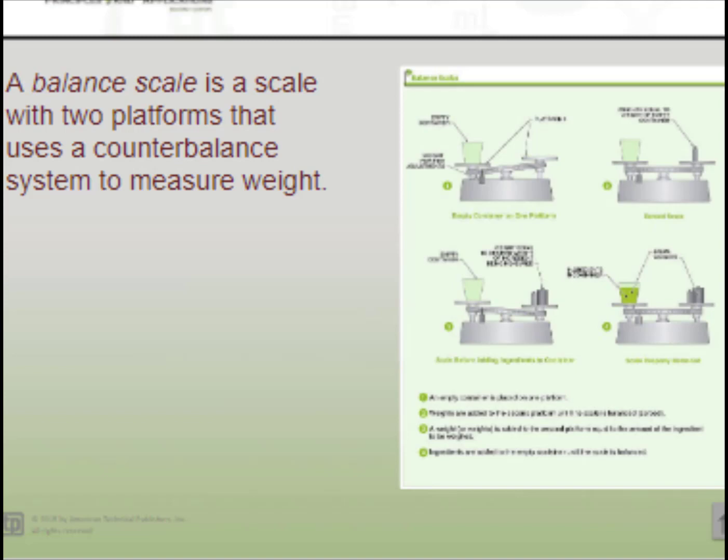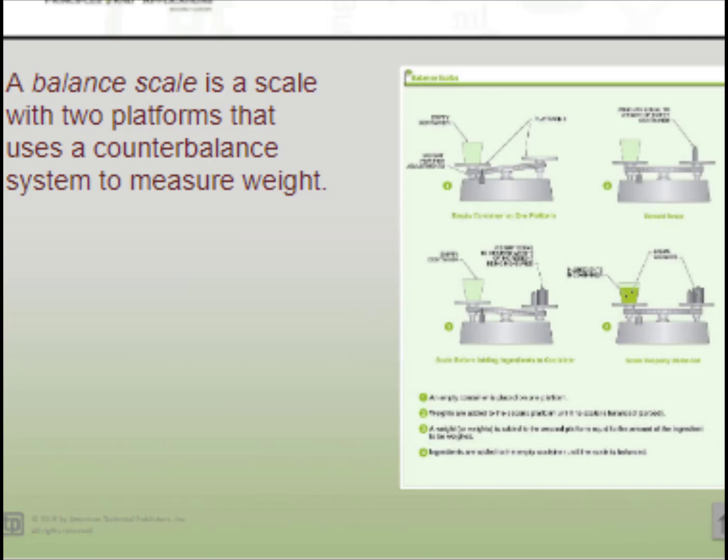A balance scale is a scale with two platforms that uses a counterbalance system to measure weight. To use a balance scale, an empty container is placed on one platform of the scale. The scale is set to 0 by adding a counterbalance weight to the other platform until the scale is balanced. The ingredient to be weighed is added to the container and the counterbalance weights are placed on the other platform.